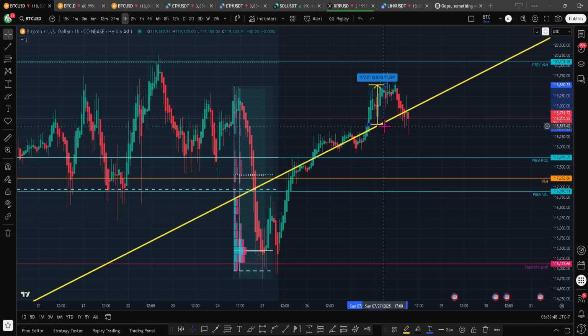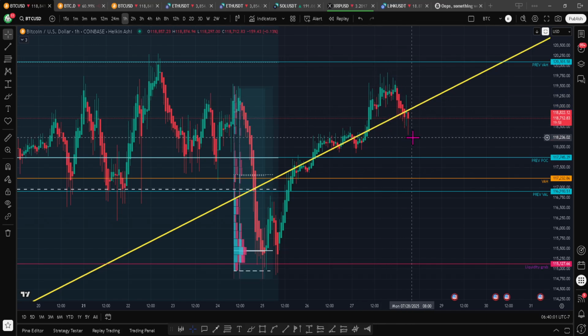Pretty good for a scalp. Very good for a scalp. I use 100x, so that was an 80% move for me on my investment, on my current trade.